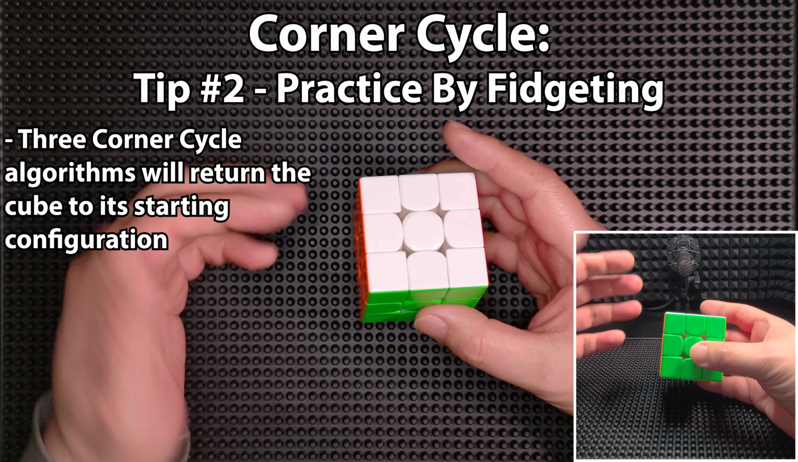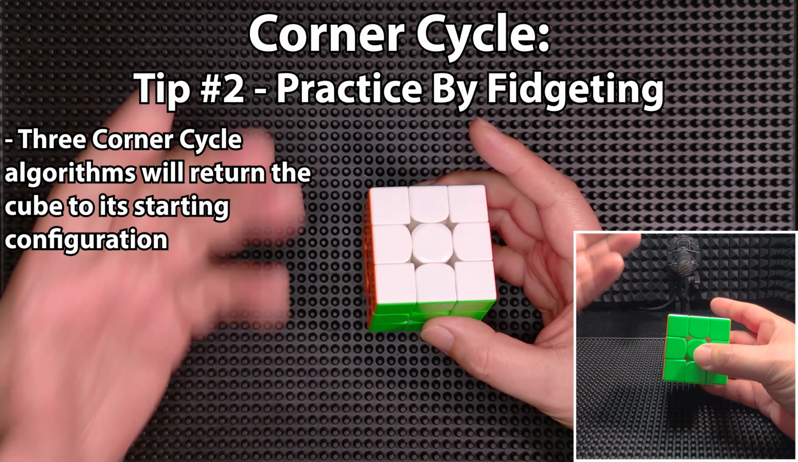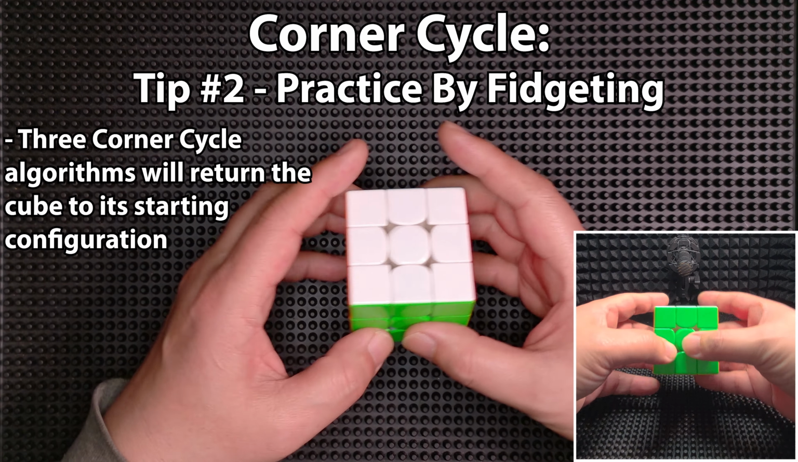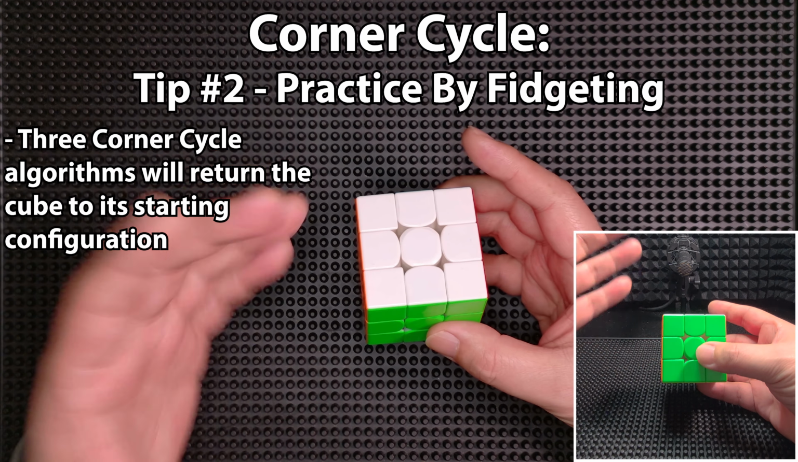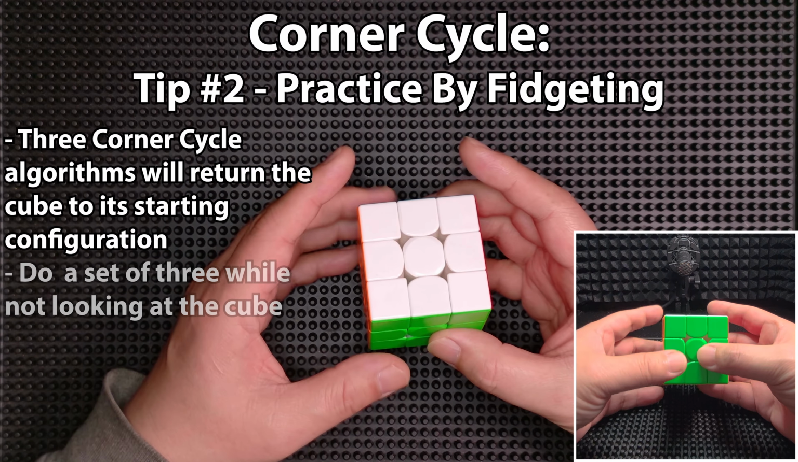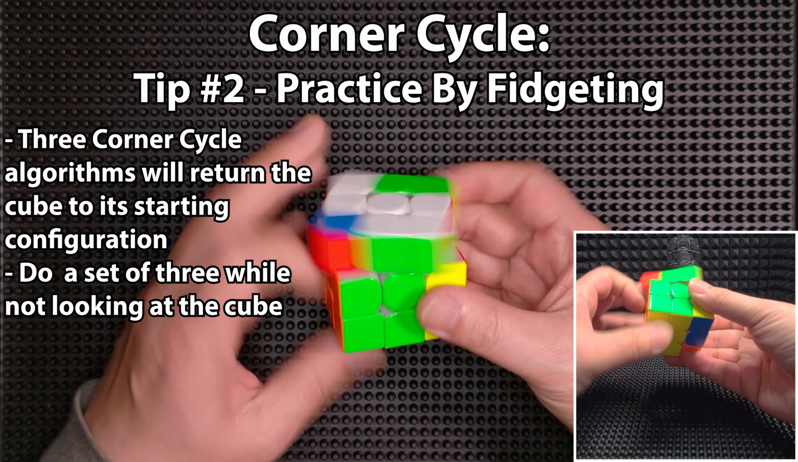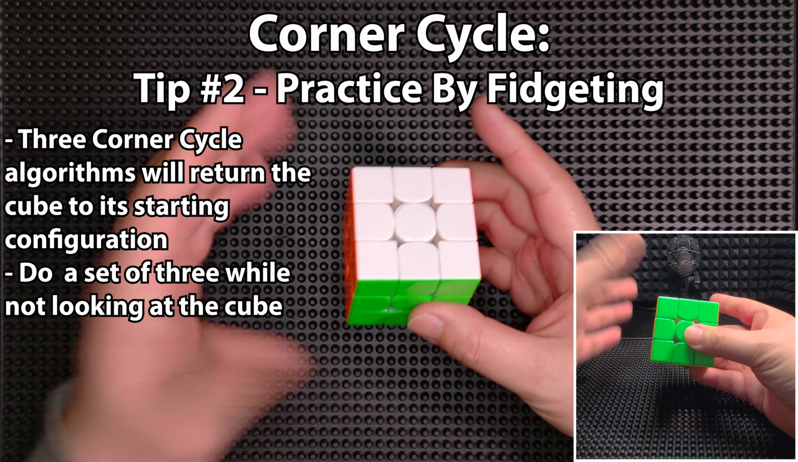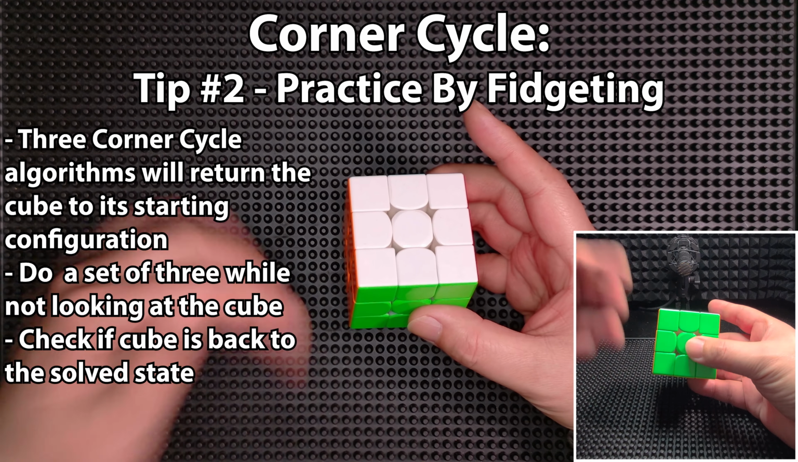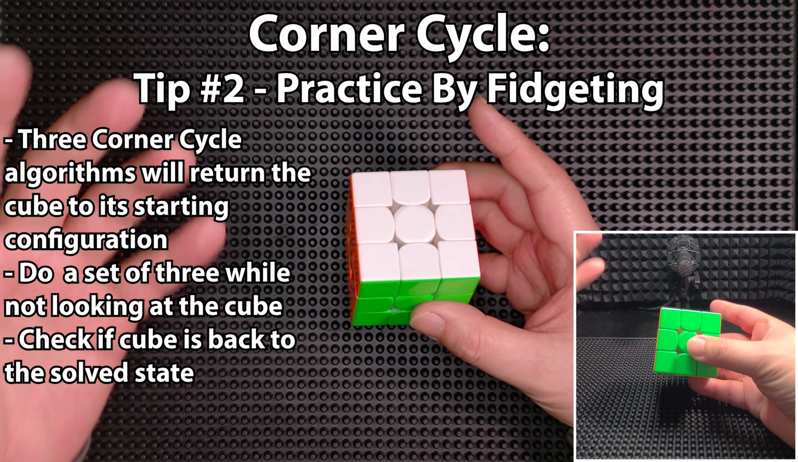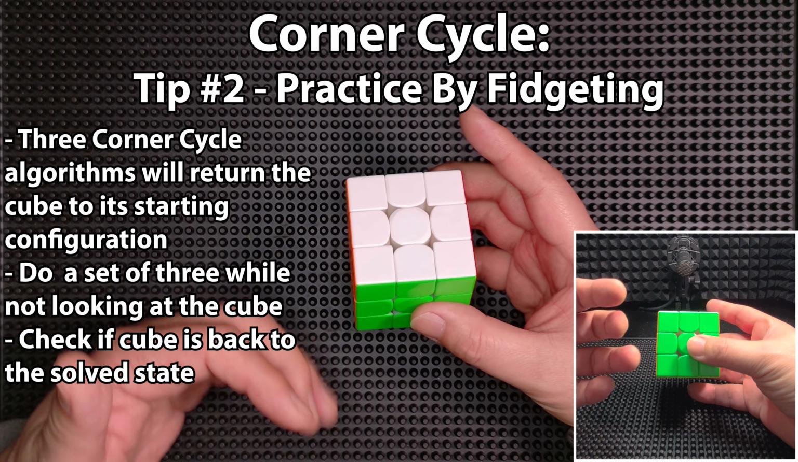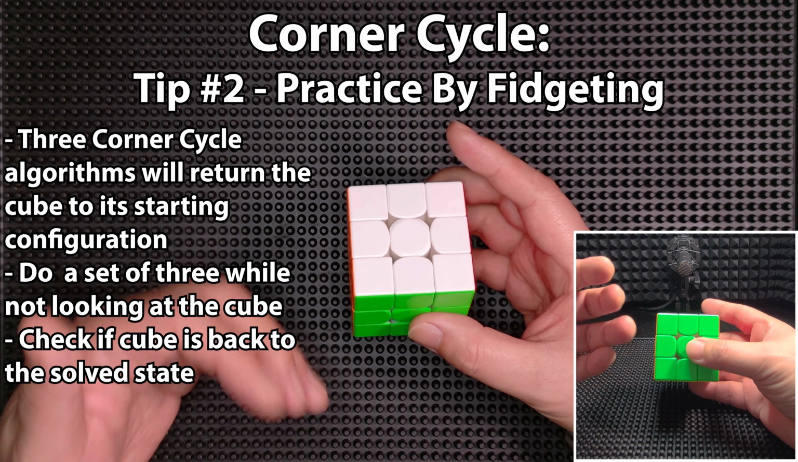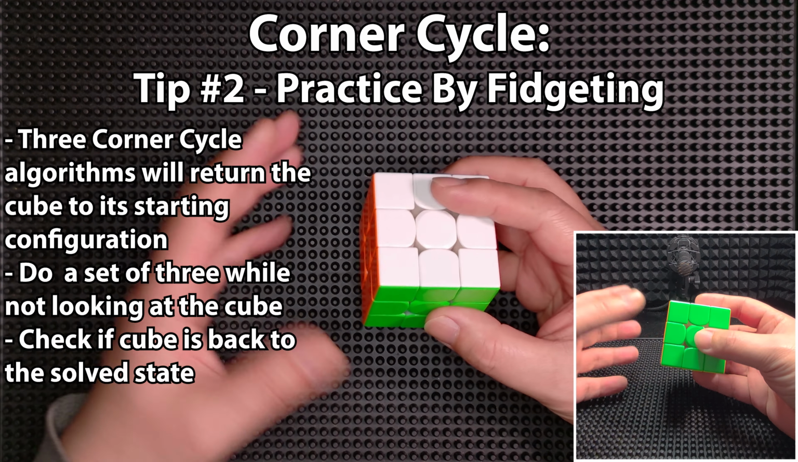Look away, because remember, this exercise is more about feel and motor memory than it is a visual activity. It's not a visual activity at all. So you're going to want to look away and then do the algorithm 3 times. So 1, 2, 3. And then check your cube. If it's in a solved state, you've done it right. If it's not solved, you did something wrong. And chances are, if you did something wrong, it was because you were going too fast.